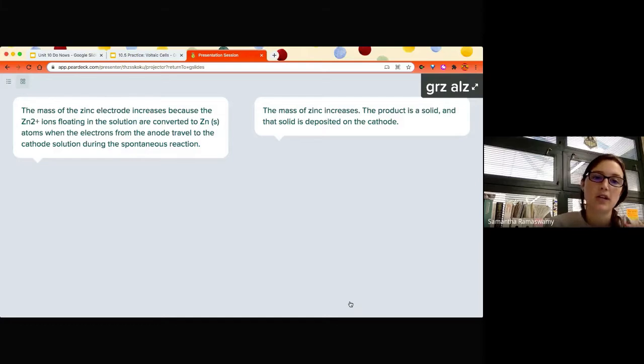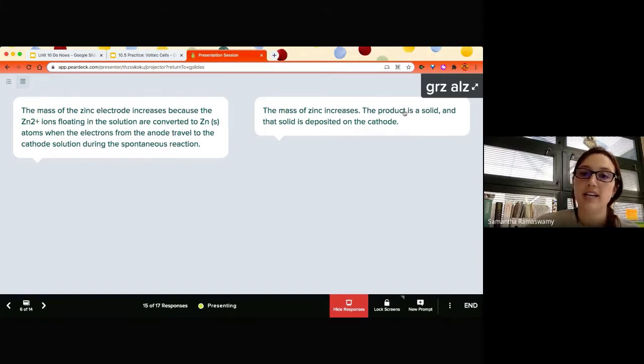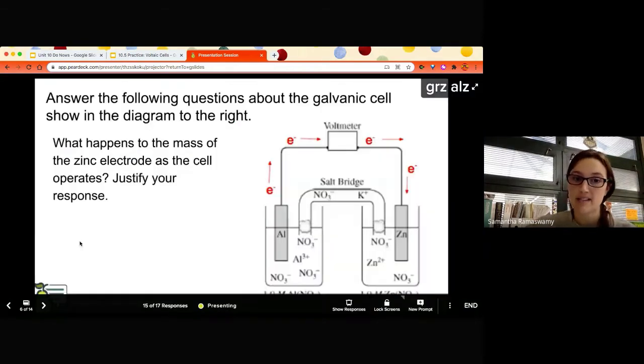So the mass of the zinc electrode increases. The first part of this is that it increases because the Zn2 plus ions that are in solution are being reduced to zinc solid. And that solid sticks to the cathode, right? So Zn2 plus is converted to a solid, solid zinc, so the product is a solid, and the solid is deposited on the cathode. And so the cathode is increasing in mass.